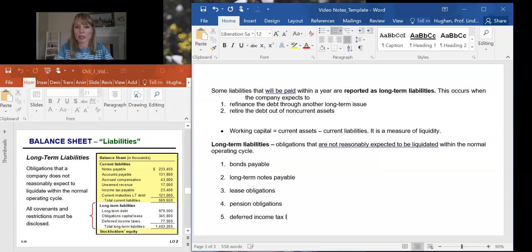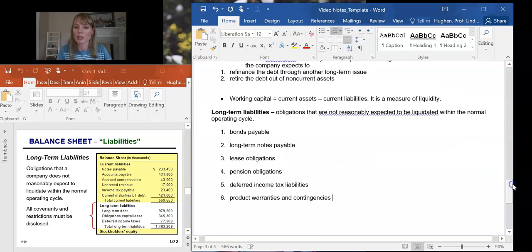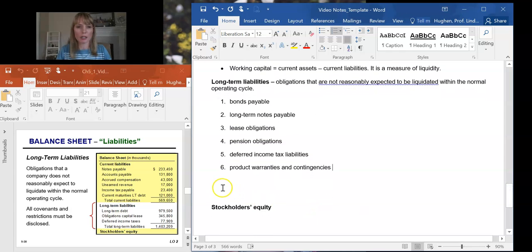Deferred income tax liabilities, which again we'll talk about in a lot of detail in Intermediate 2. And then finally, product warranties and contingencies. Contingencies are those amounts that we might owe. We think we're likely to have to owe them, but we're not exactly sure, such as perhaps losses in a lawsuit. And that completes our long-term liabilities section.